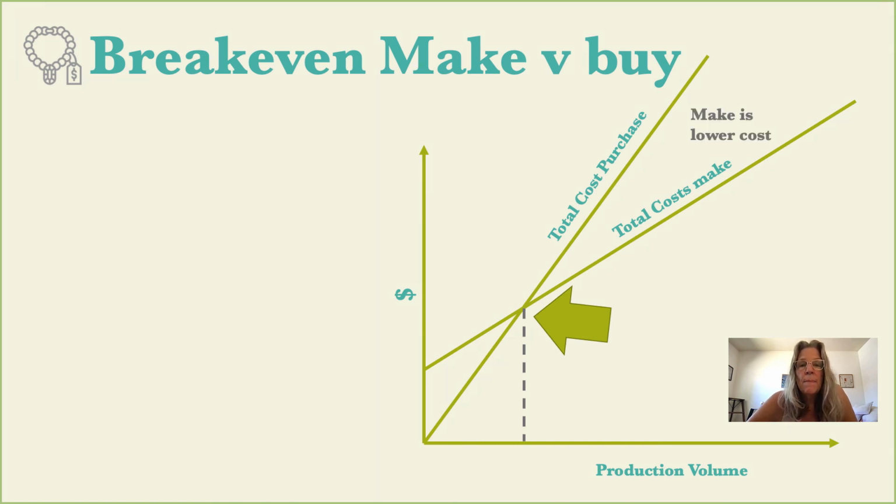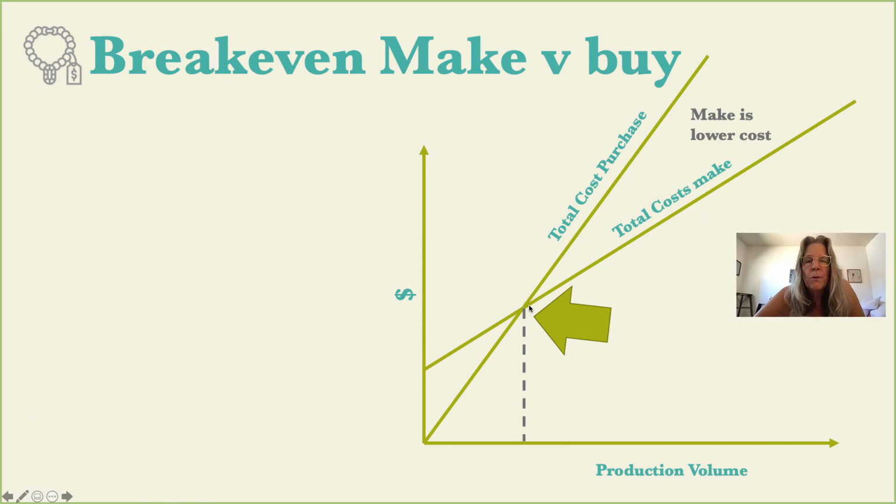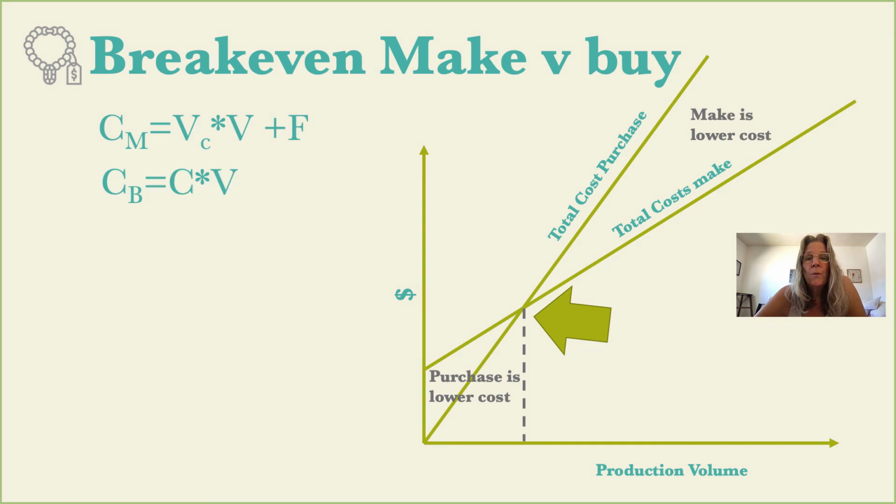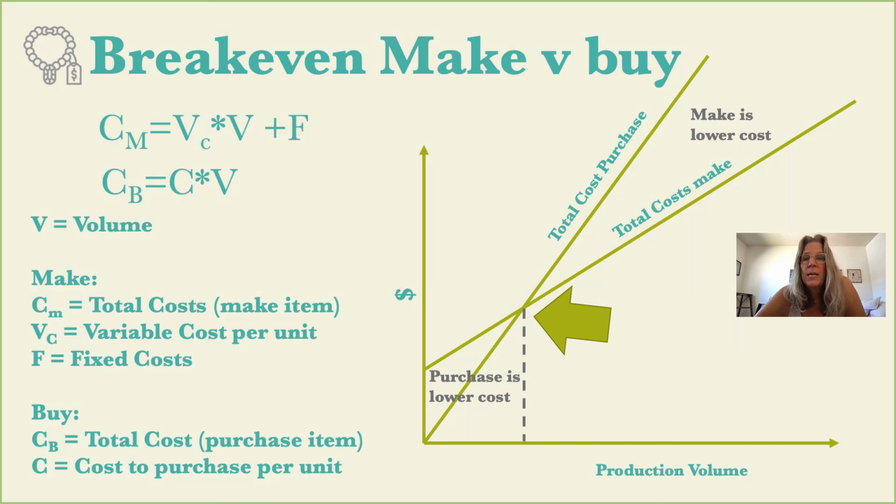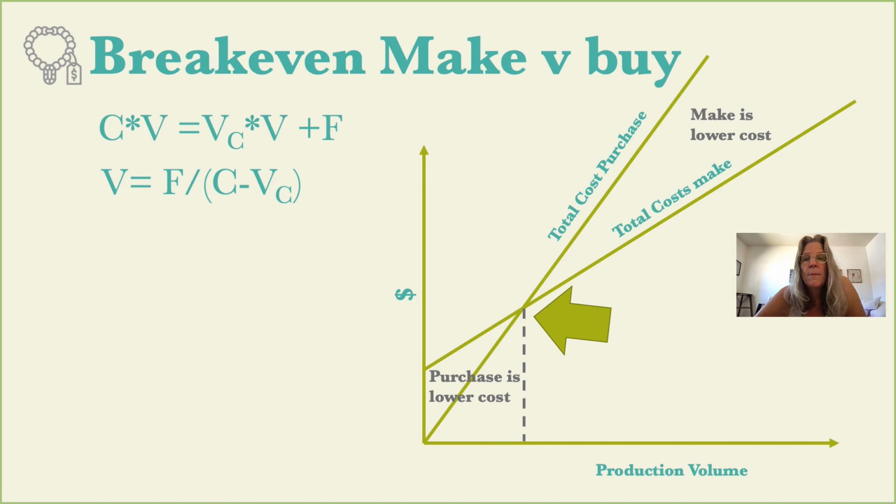And so if we look at the production volume, above a certain volume it's lower cost to make than it is to buy. But down here, it's lower cost to buy than it is to make. So again, this is a break-even point, where the decision is make versus buy. So the total cost of making it is the variable cost times the volume plus the fixed cost. The total cost of buying it is the cost per unit times the volume. And again, we set those equal to each other and we can find the break-even volume here.